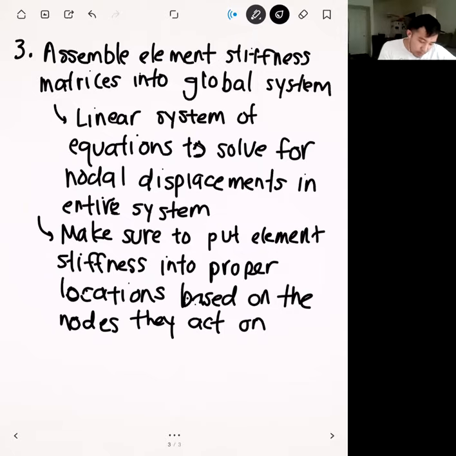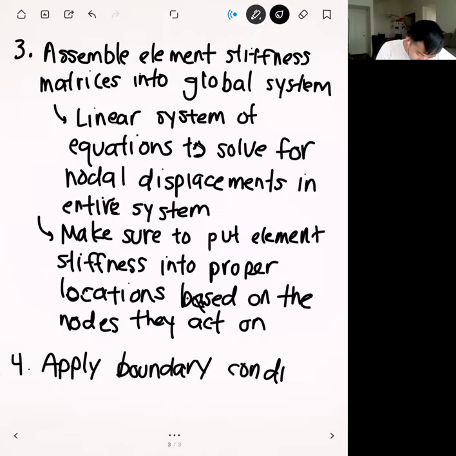Okay. So after we've assembled the global system, the next step is that we need to apply our boundary conditions. Okay. And remember, we have two types of boundary conditions. We have one type called Dirichlet boundary conditions and another type called Neumann. What they physically are in our structural system and how we put them into our global matrix are different. Okay? So let's go over that on the next page.